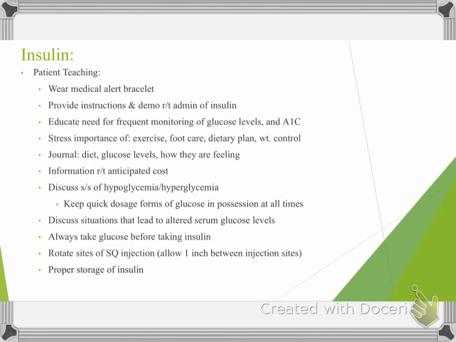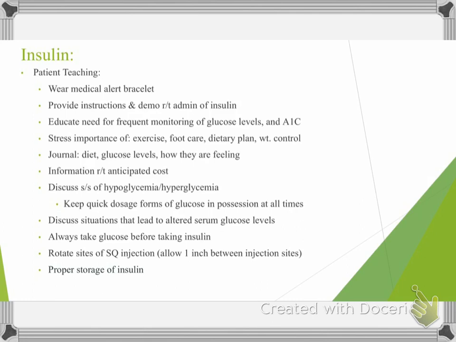They need a journal that would include their diet, their glucose levels, and basically how they're feeling. Information related to anticipated cost: it is extremely expensive. It's about $12,000 a year for diabetic supplies. You need to discuss signs and symptoms of hypo and hyperglycemia and what to do if they occur. They need to definitely be keeping quick dosage forms of glucose in possession at all times in case they get hypoglycemic. Hypoglycemia is much more detrimental than hyperglycemia is.